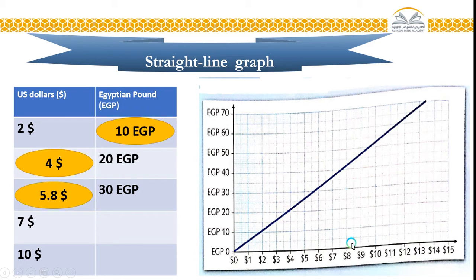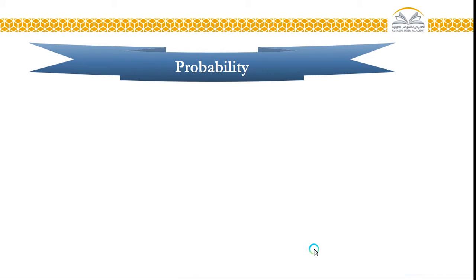Now the same thing I will repeat for 30 Egyptian pounds. This is 30 Egyptian pounds, and I will cross the straight line graph and project it on the dollar axis. I will get $5.8. And also the same thing, $7 will be 35 Egyptian pounds, and $10 equals 52 EGP. Is it clear? So we will try now to understand more about probability.